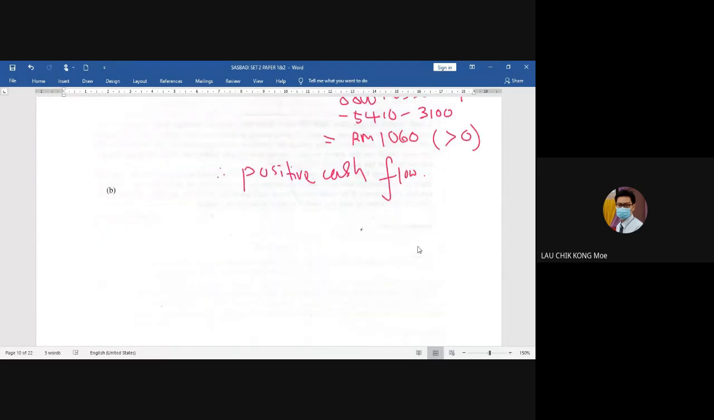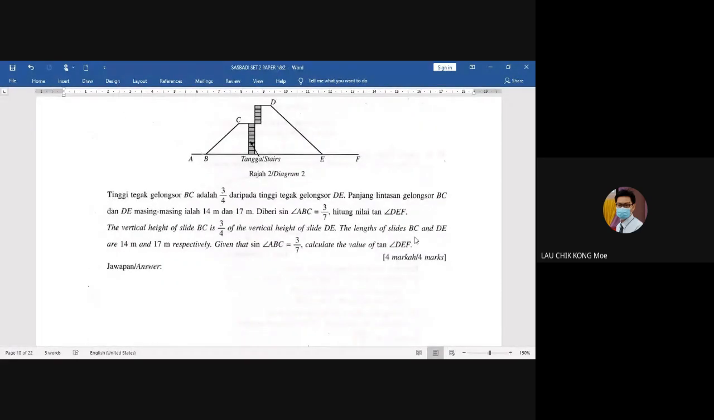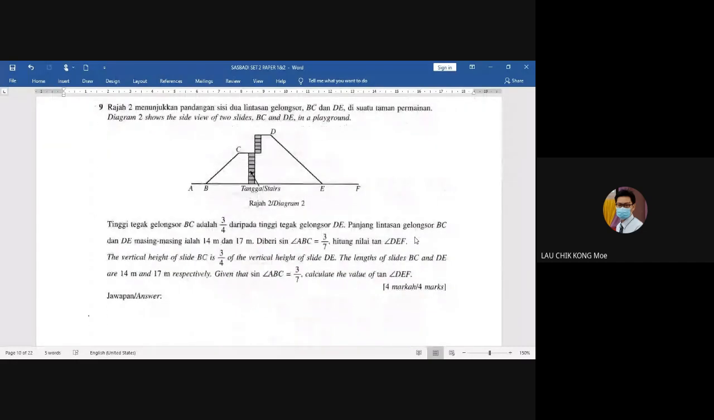Okay, next. Questions number 9. This one is very easy. That's why I say that maybe we have this time. Kali ini memang saya guna trick. Ya, ada satu soalan di session A ya. Saya sudah beritahu kan. Tapi jauh lebih senang berbanding inilah.